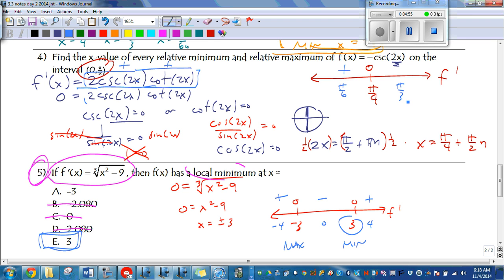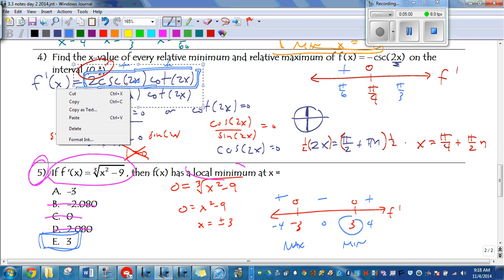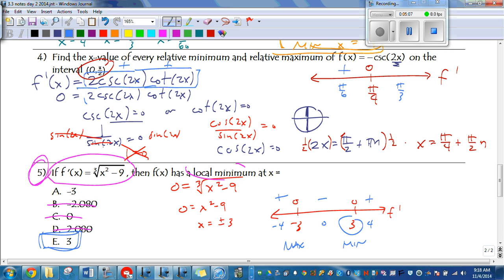If we try pi over 3, we get 2 cosecant of 2 pi over 3. So sine of 2 pi over 3 is positive, so that means cosecant of 2 pi over 3 is positive also. So that stays positive. And then cotangent of 2 pi over 3, cosine over sine. Well, cosine is going to be negative over there. Sine is still positive, which makes the cotangent negative. So our derivative is changing from positive to negative when x is pi over 4, so that means the original function f has a local maximum at x equals pi over 4.